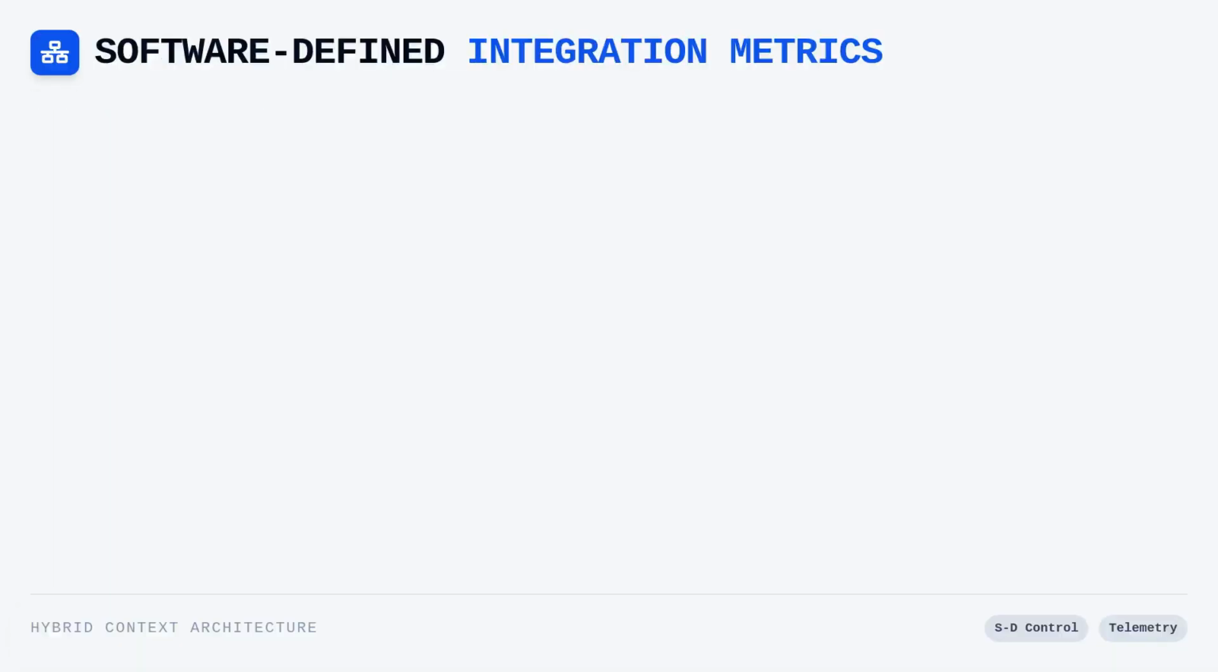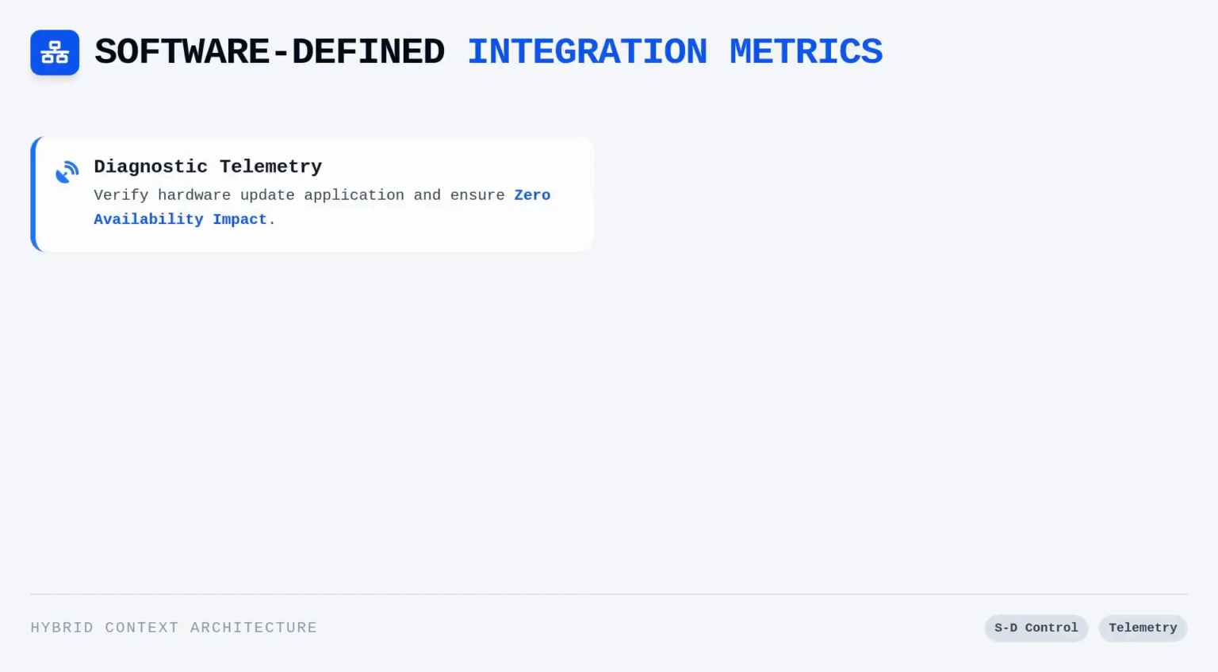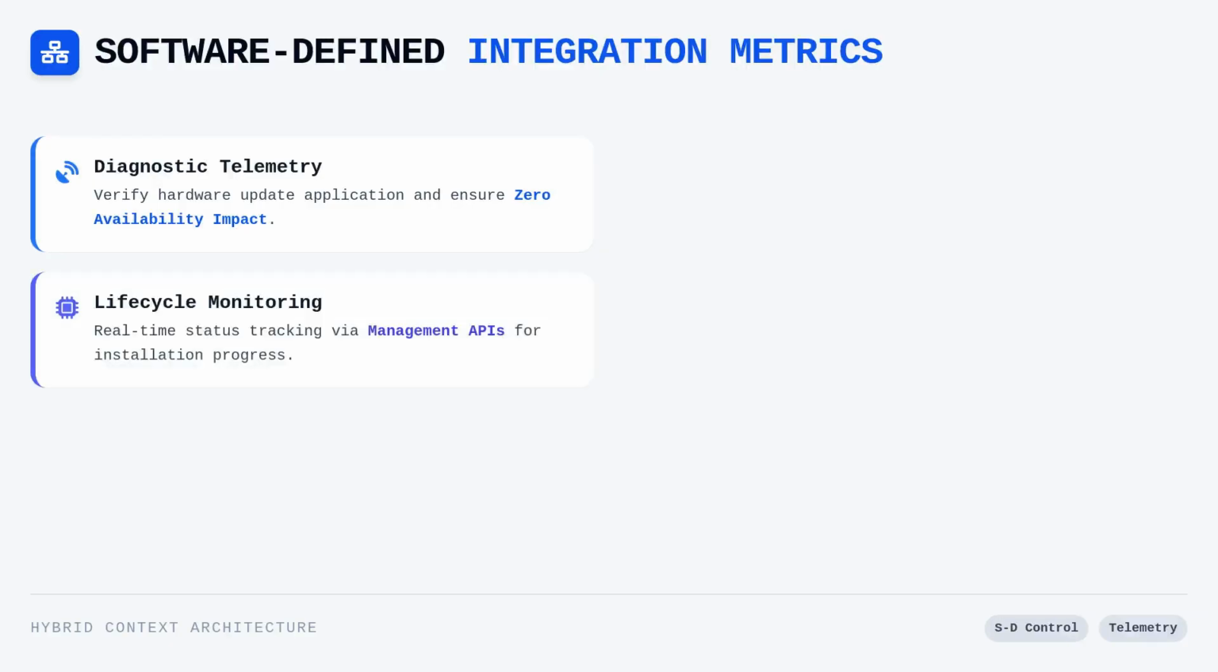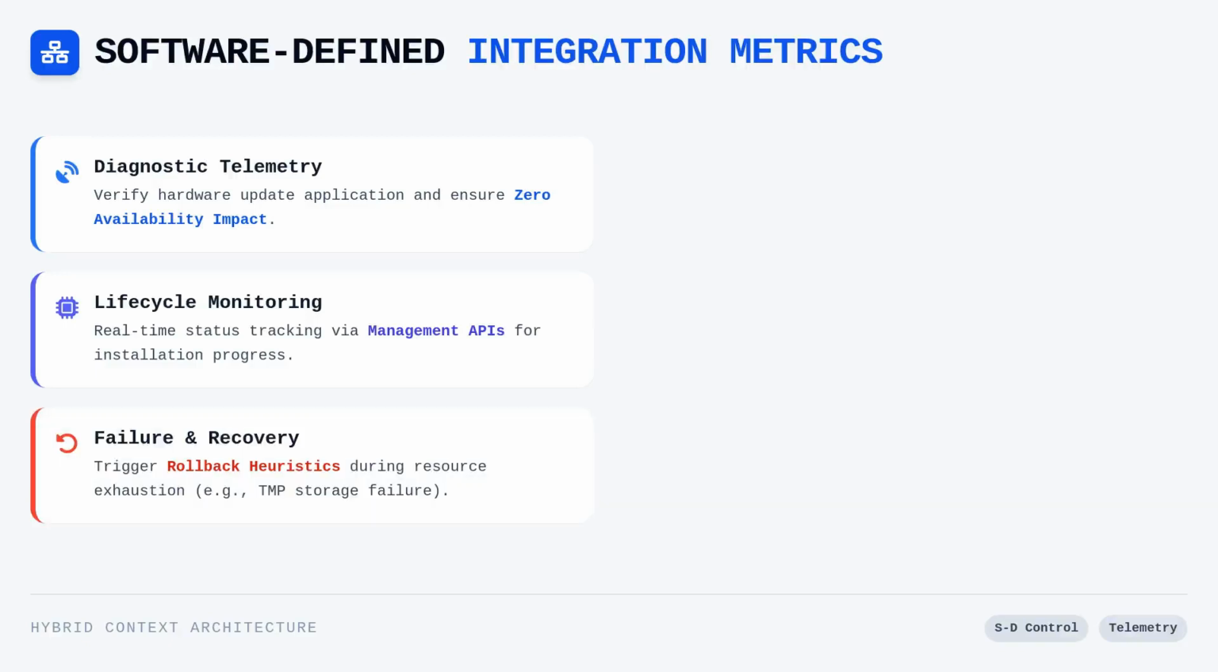Integration metrics play a vital role when we discuss software-defined control mechanisms in a hybrid context. As we push these baselines, we integrate diagnostic telemetry to verify that the target hardware has successfully applied the update without impacting availability. This involves monitoring the lifecycle management states through the Management API, which provides real-time status updates on the installation progress. If a deployment fails due to a resource constraint, such as an exhausted temporary storage partition on the integrated management processor, the orchestration agent should trigger a rollback heuristic.